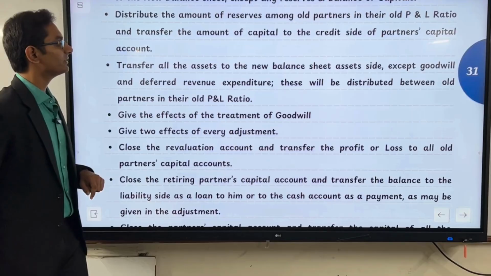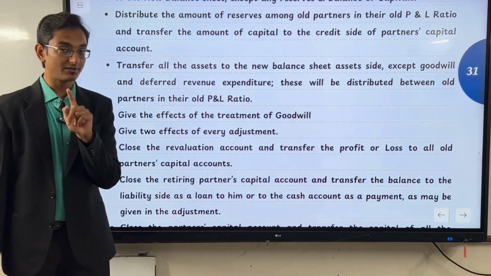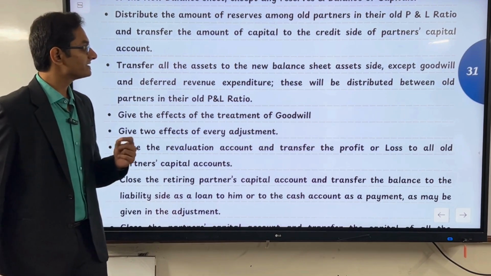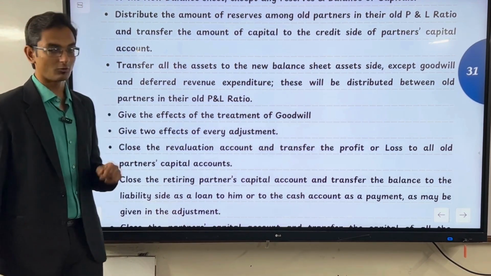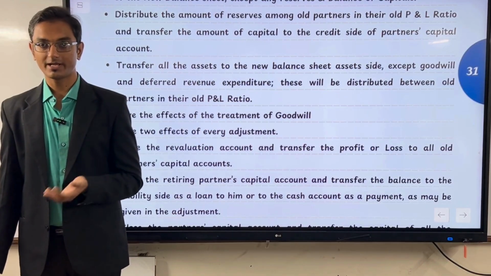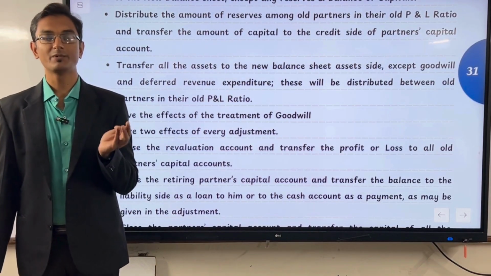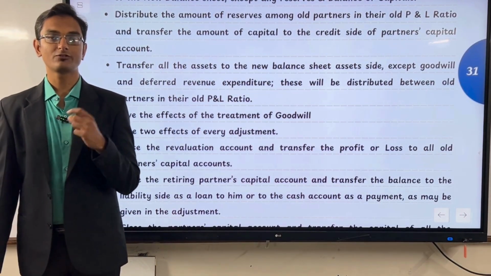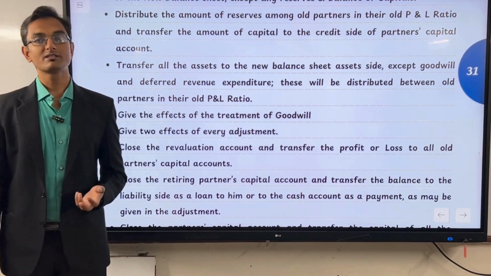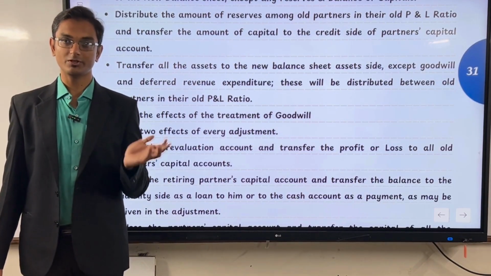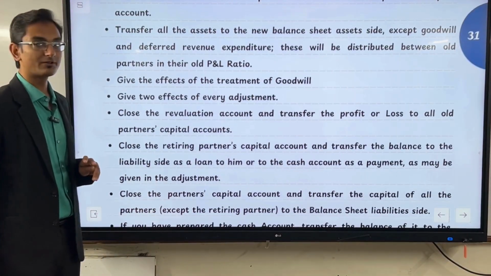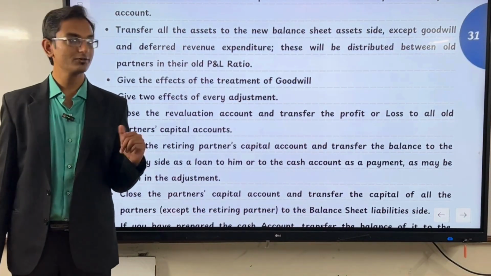Transfer all the assets to the new balance sheet asset side except the goodwill and deferred revenue expenditure. These will be written off between the old partners in their old profit sharing ratio. That means if goodwill is given, a debit balance of profit and loss account, advertisement suspense account, or preliminary expenses are given, then all these things will be written off between the old partners in their old profit sharing ratio. Apart from that, all other assets we are supposed to transfer to the new balance sheet asset side.